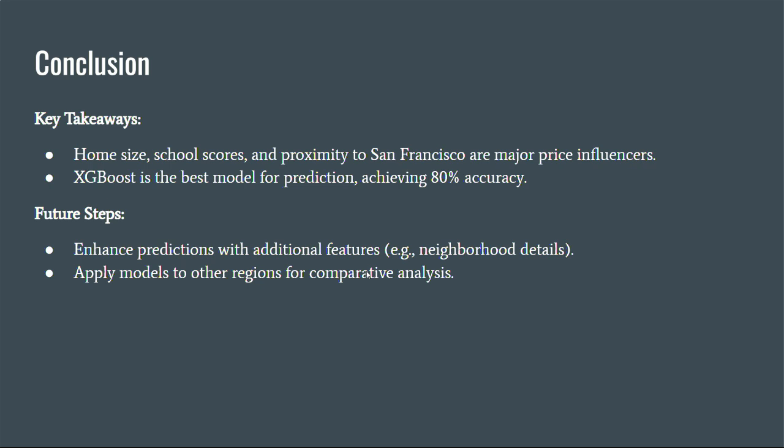So, in conclusion, home size, school scores, and proximity to San Francisco are the most influential factors in determining property prices. Among the models tested, Random Forest and XGBoost both performed well. XGBoost did achieve the highest accuracy at 80%, however, Random Forest fell right behind it.